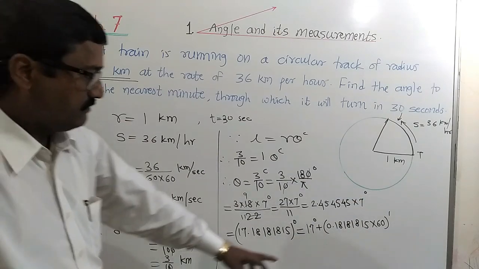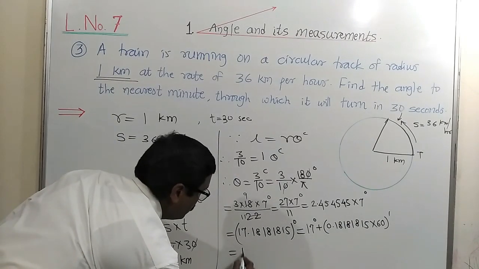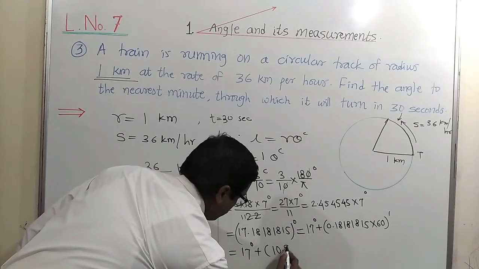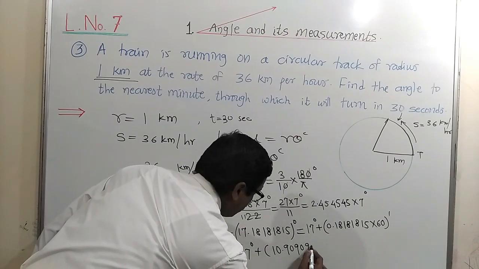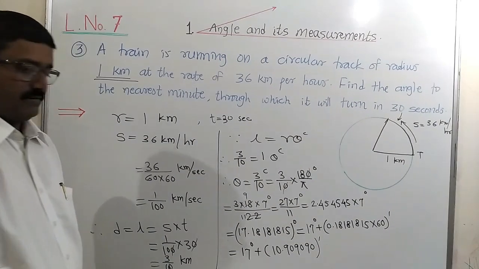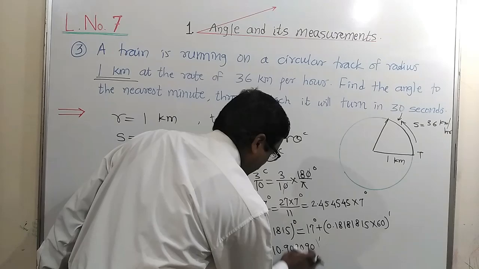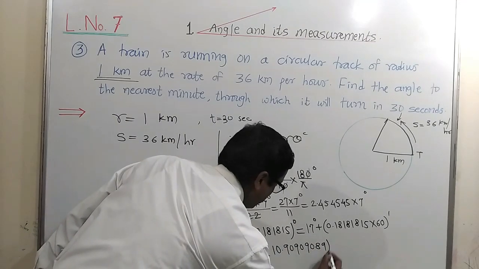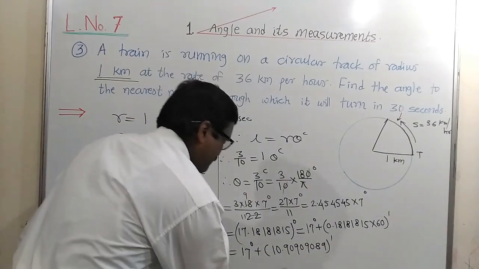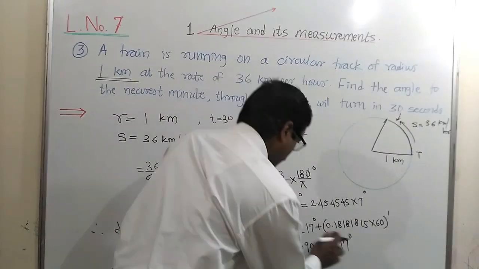Now take the multiplication of this with this, it will be 17 degree plus 10.909090 etc. minutes. Again there are two repeating decimals, 90. So it will be 17 degree, sorry, 17 degree plus 10 minutes.